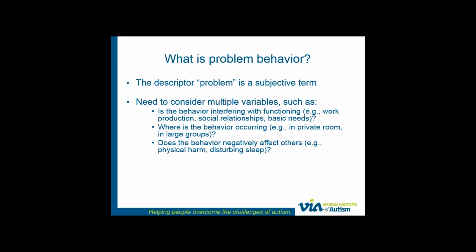Another thing is, where is the behavior occurring, right? For example, a child may love to run around inside his house, and that may be okay. But what about if he likes to run around in the street when you're walking to the store? That's a major problem. So you have to take into consideration the context and where the behavior is occurring.